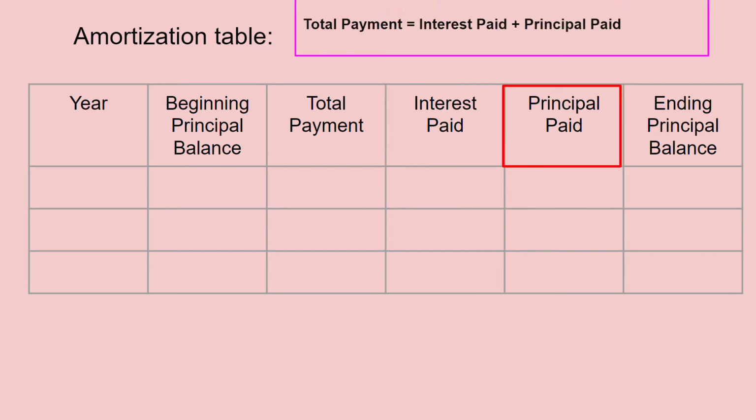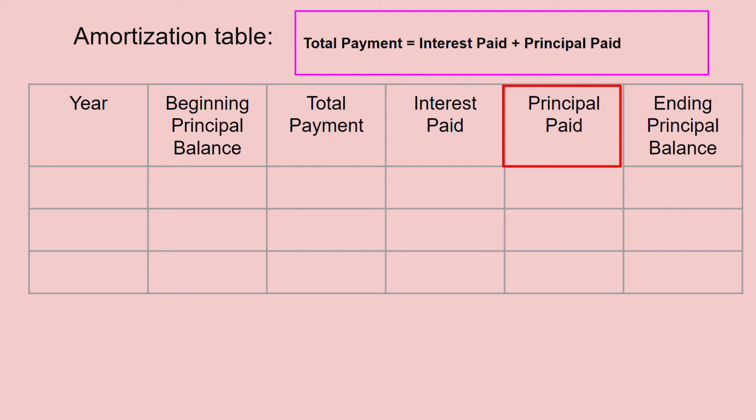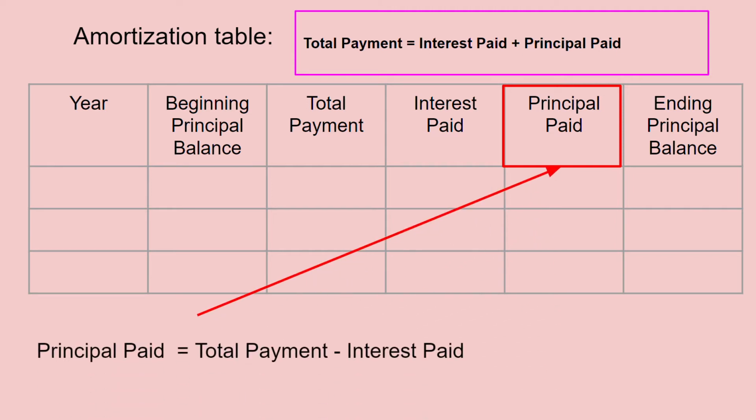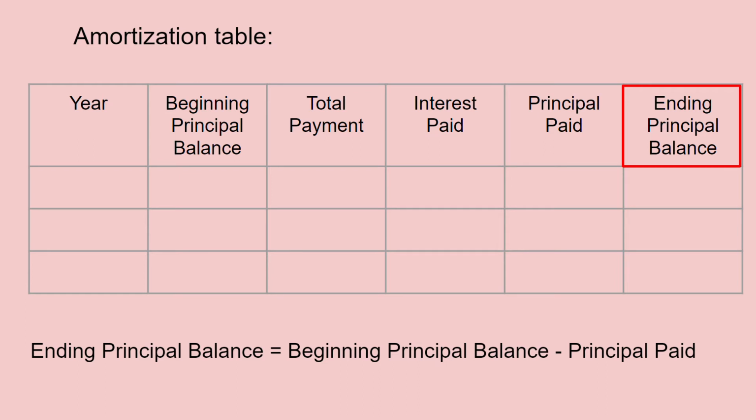Principal paid. This is the relationship between total payment, interest paid and principal paid. So to calculate principal paid, we subtract interest paid from total payment. Ending principal balance equals beginning principal balance minus principal paid.